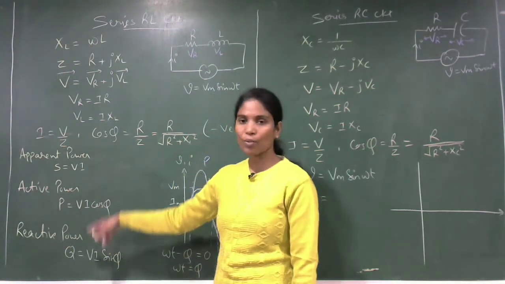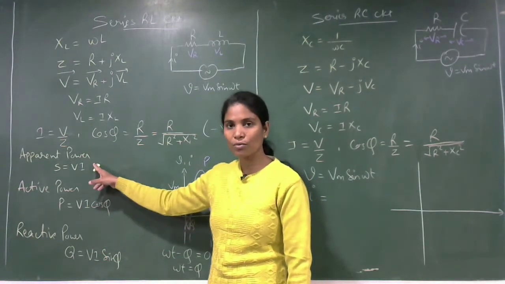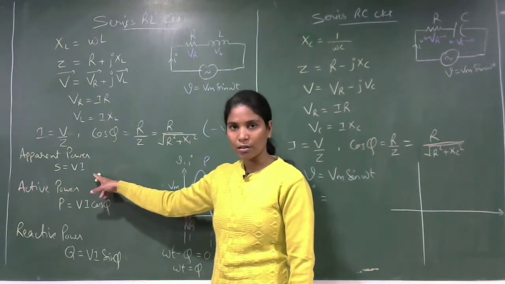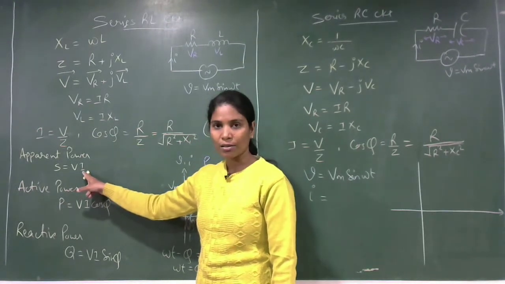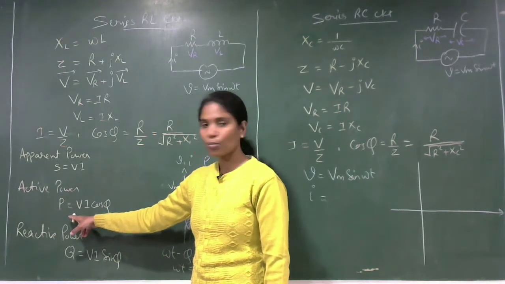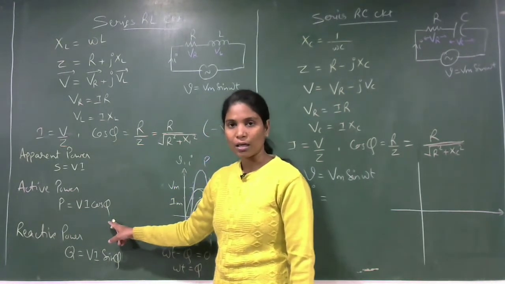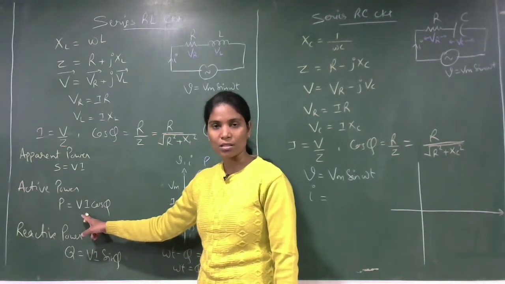We have three types of power: apparent power, active power and reactive power. The formula for apparent power is simply V into I. You have to take the RMS values for V and I. Then the formula for active power is VI cos phi. Again, V and I both represent RMS quantities. Just keep that in mind.